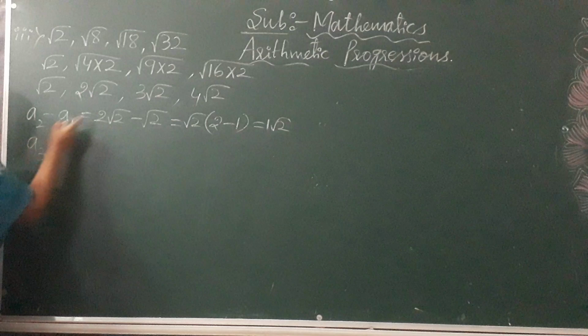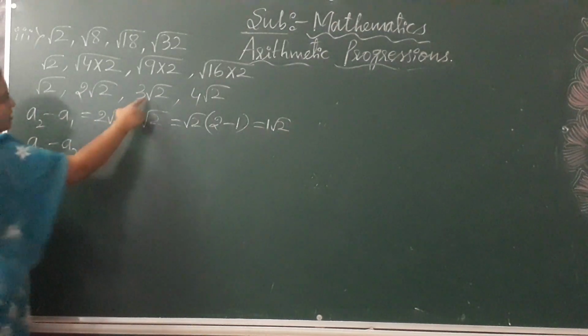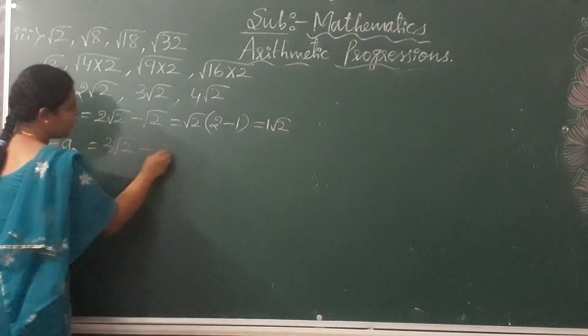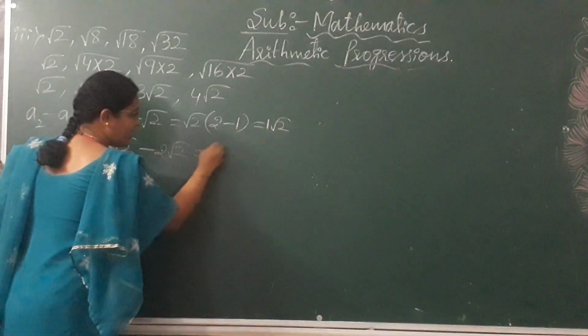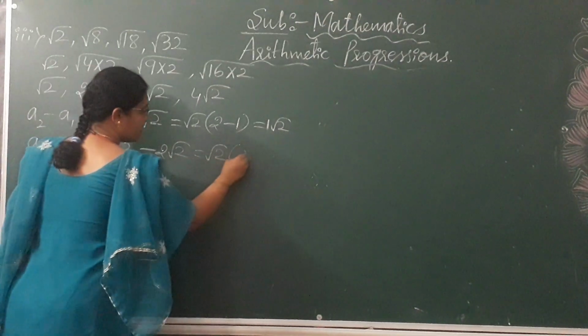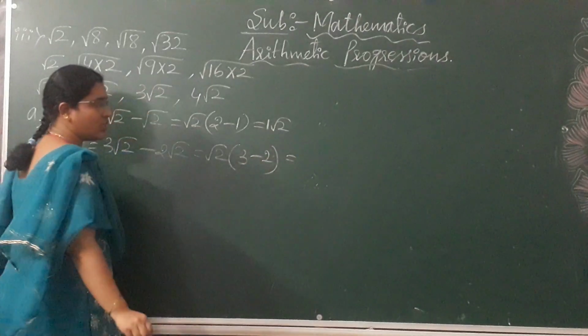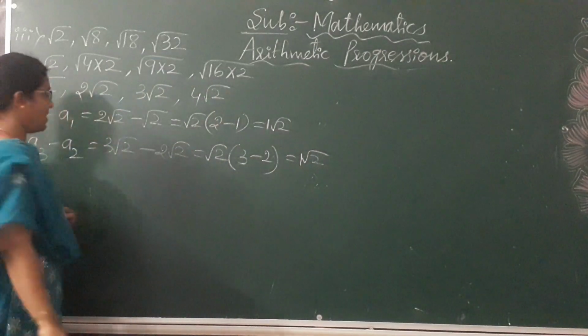Next, find the difference between the third term and the second term. The third term is 3 root 2 minus the second term, 2 root 2. Again, root 2 is common. What is left? 3 minus 2. 3 minus 2 is also 1. Keep root 2 as it is.